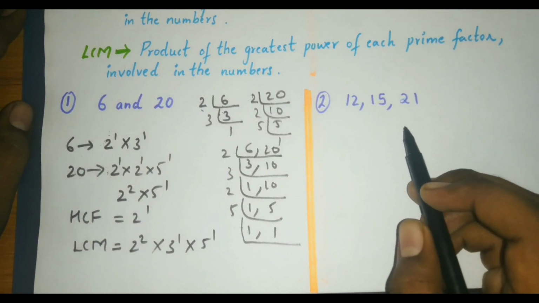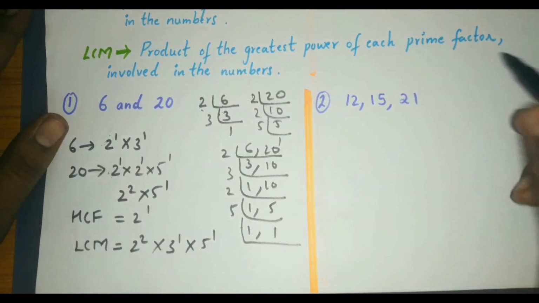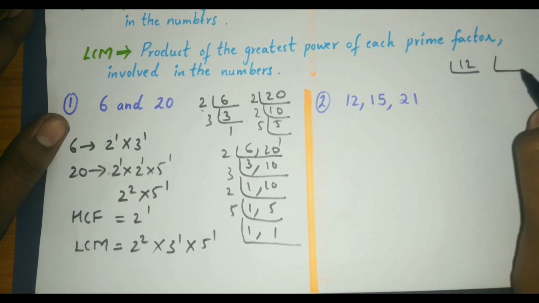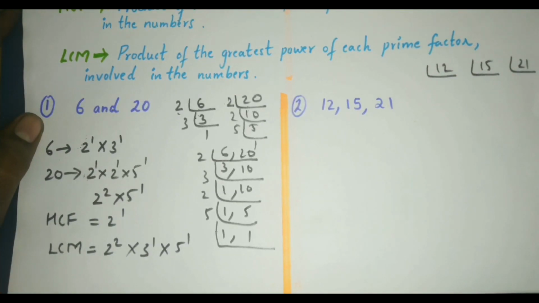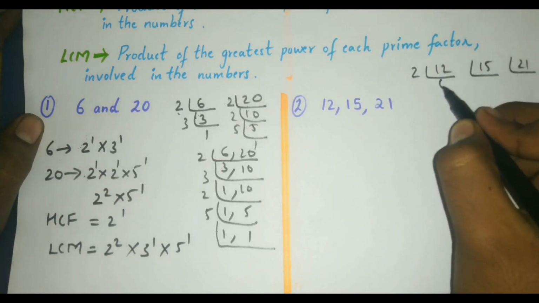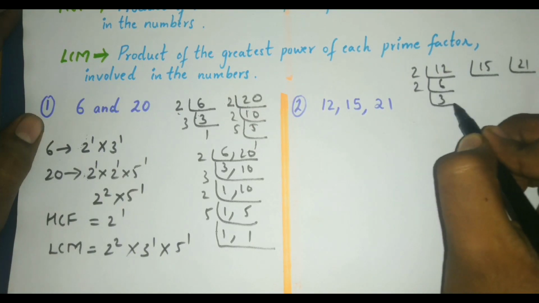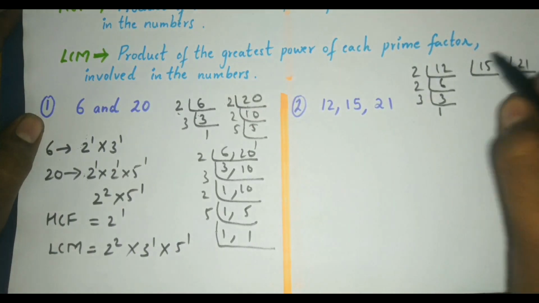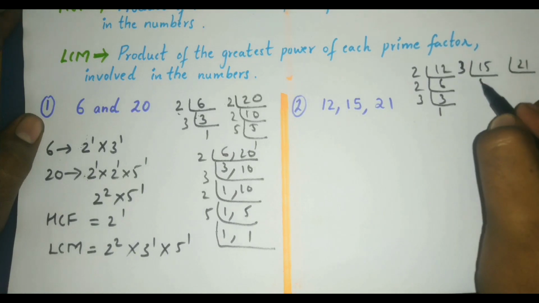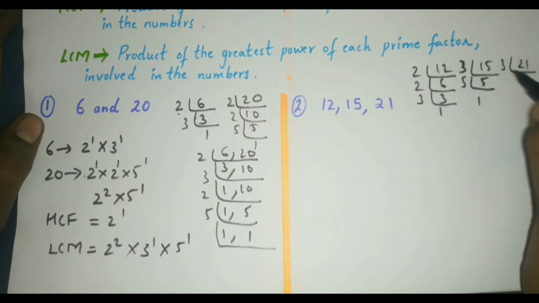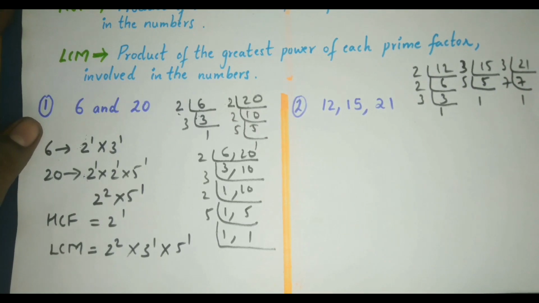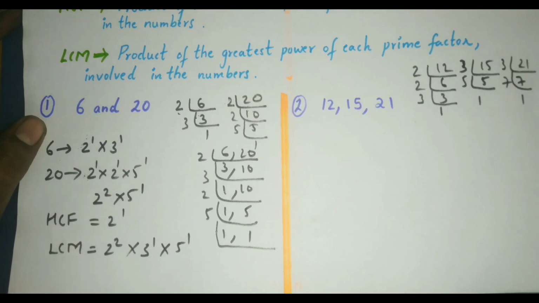12, 15 and 21. Again you have to do the same thing. 12 you need to find out, 15 you need to find out, and 21 we need to find out. Fine. So 12 we can say 2 6s are, 2 3s are, 3 1s are. Here 3 5s are, then 5 1s are. Here 3 7s are, 7 1s are. Fine. So basically we got all the prime factorization. We have done the prime factorization of each number individually.